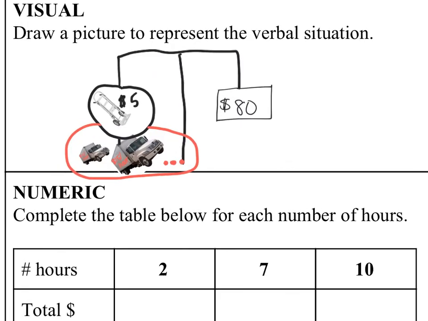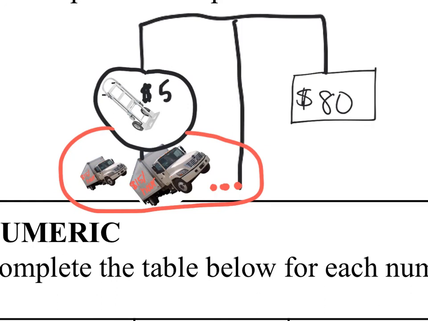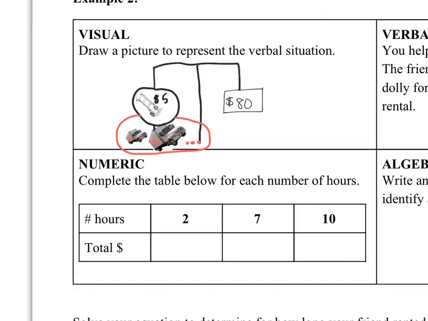So on my visual, I let one side of my balance scale equal $80, and so that means the other side of my balance scale needs to represent where the $80 is coming from. And so it was $5 for the dolly, and then I didn't really know how to represent hours, so I just put the moving truck and I put a question mark to show that it's unknown, but I also made a note that it was $15 per hour. I wouldn't want someone to think that it was $15 per truck. So that's going to be my visual.